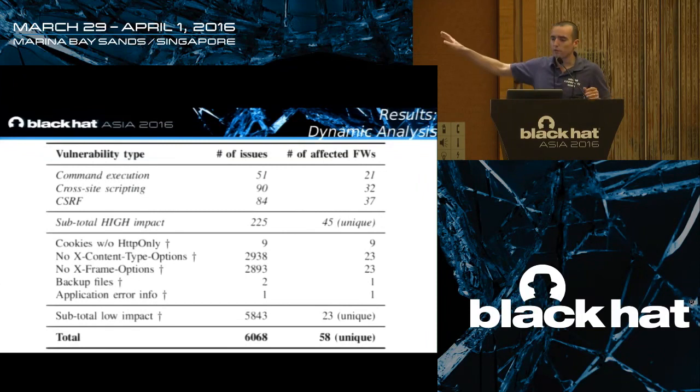There are a lot of other low priority reports like backup files or no X-frame options and so on, but this is not surprising because the web servers are outdated or custom-based and they don't follow the latest security practices, so they don't include all these HTTP headers.